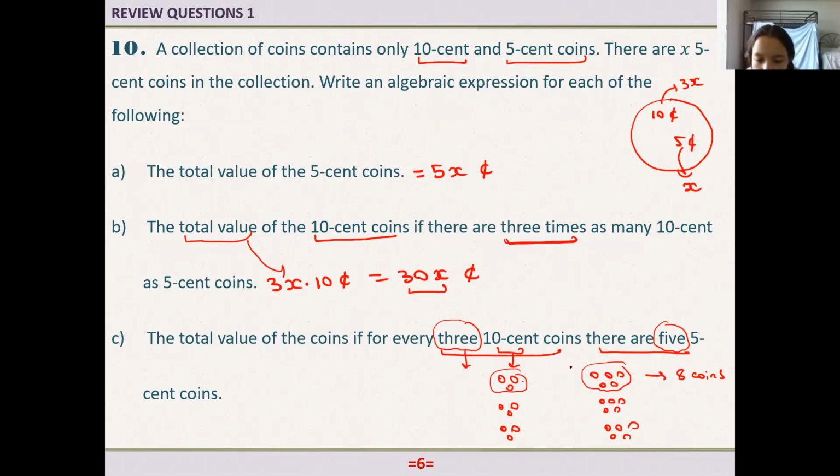So now we need to write the total value of the coins if for every 3. Okay, we got this. Already here we have 8 coins. 3 of the 8 coins are 10-cent coins.